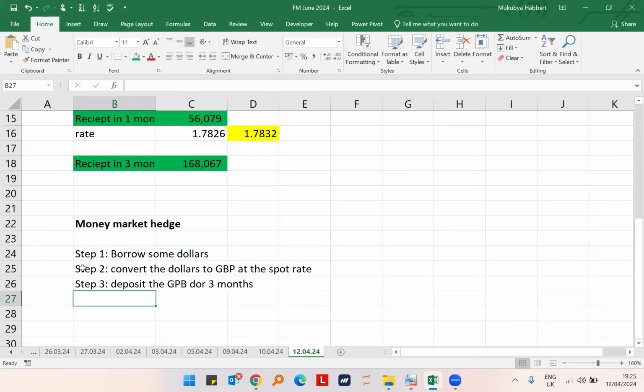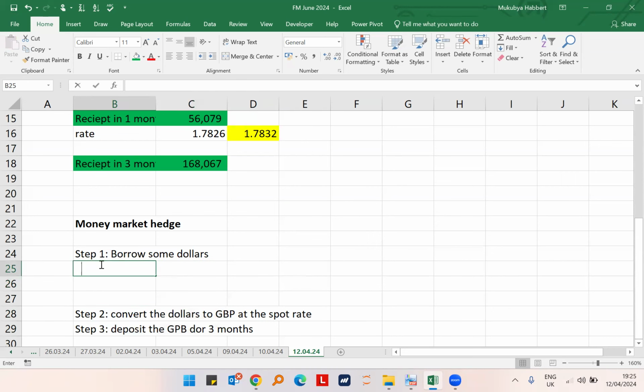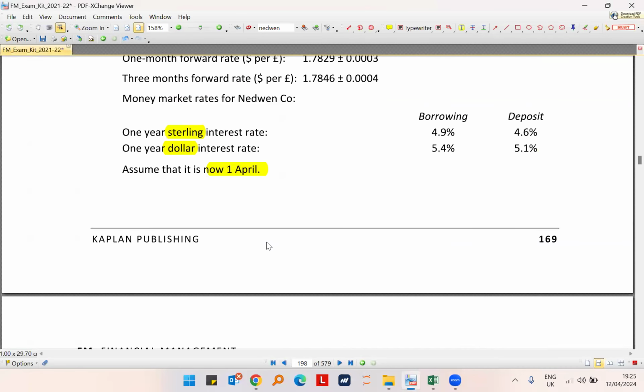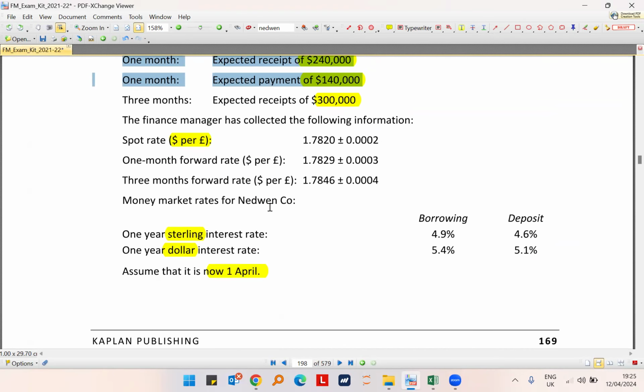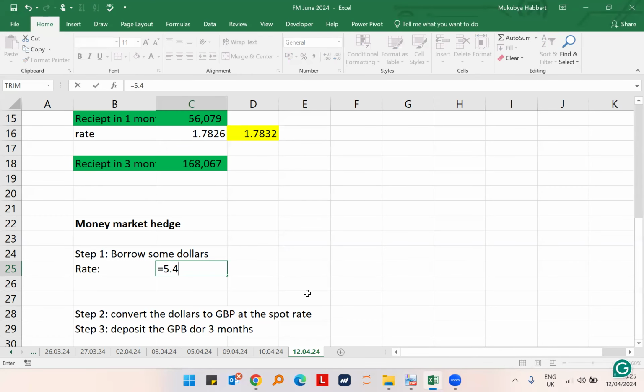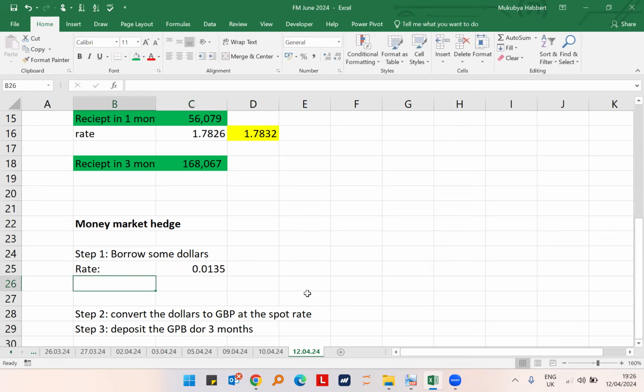So now the first step, of course, requires you to know how much you are going to borrow in terms of dollars. So first of all, we need to understand the rate. They gave us information here about the money market rates for Nedwen. So remember, we are going to borrow dollars, so we are going to look at the dollar borrowing rate of 5.4%, but it's annual. So you multiply it by 3 out of 12 to get the rate for 3 months, which becomes 1.375 or 1.35.